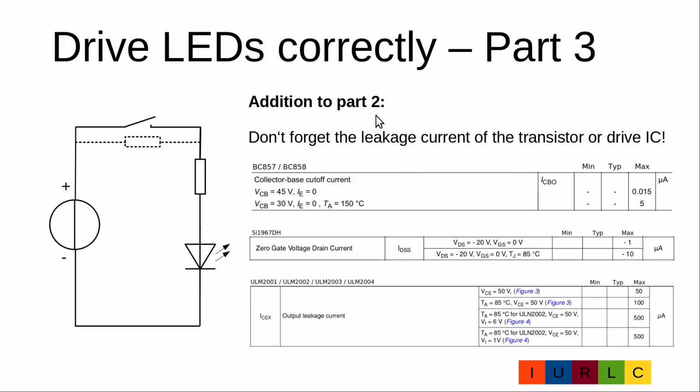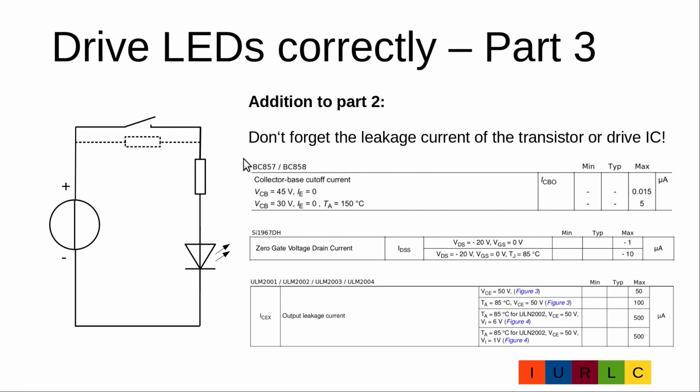First, some addition to part 2. In part 2 I mentioned that with an open switch there is some leakage current around the switch caused by dirt and dust. But there is also a leakage current of the transistor or the driver IC. These leakage currents differ from part to part.